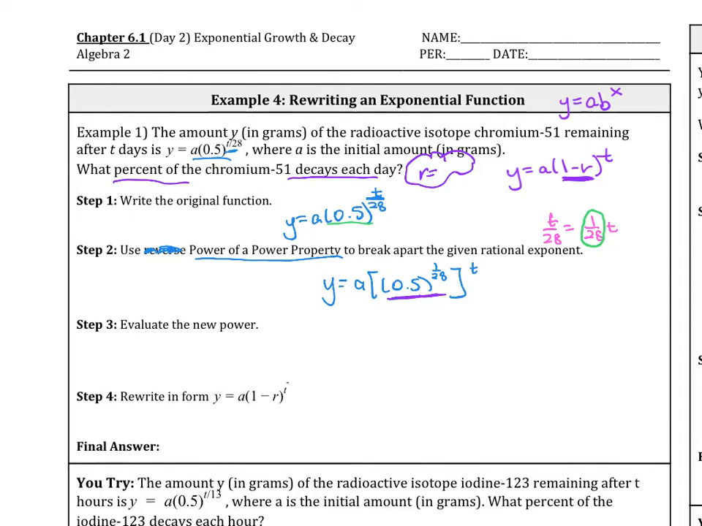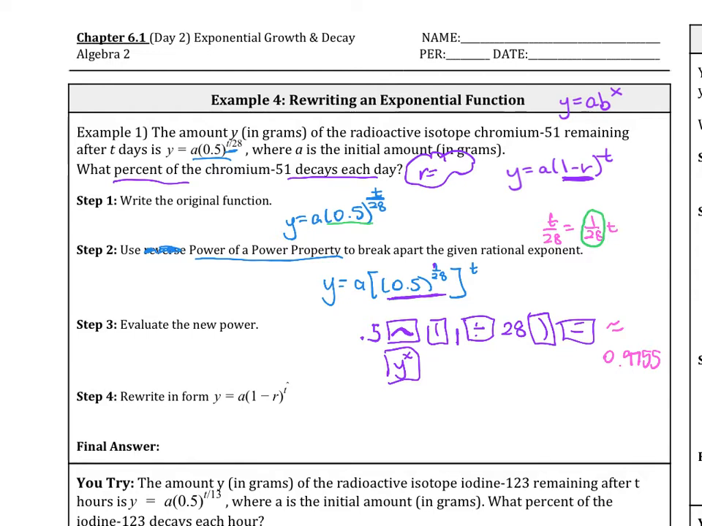So in order to plug it in, let me give you the calculator directions. You type in 0.5 and then the exponent button, and depending on which calculator you're using, it's either a caret or a y to the x button. Then you press parentheses, 1, divided by 28, and then close parentheses, and then equals. And then that should get you the answer. When you do that, it is approximately 0.9755.